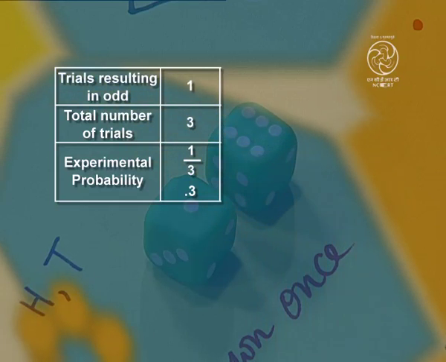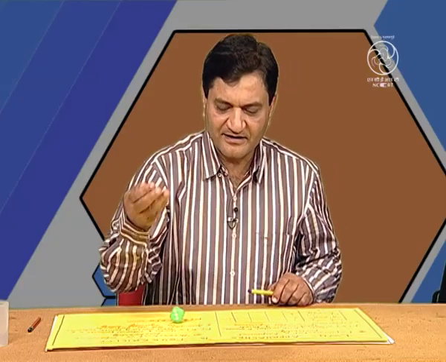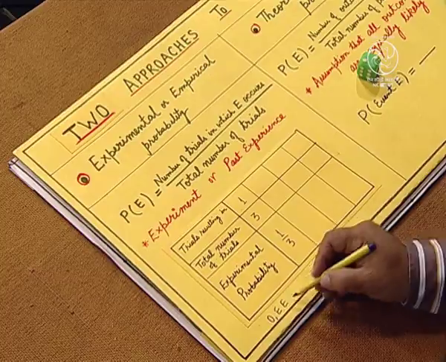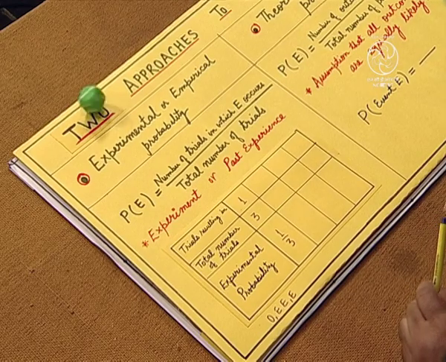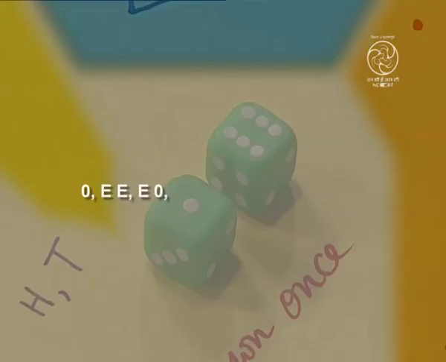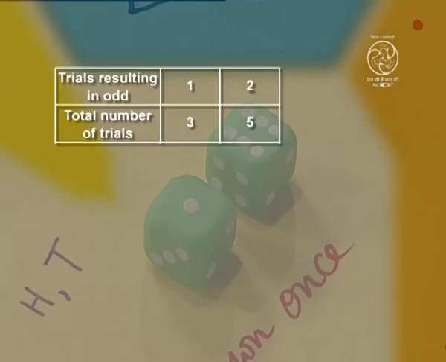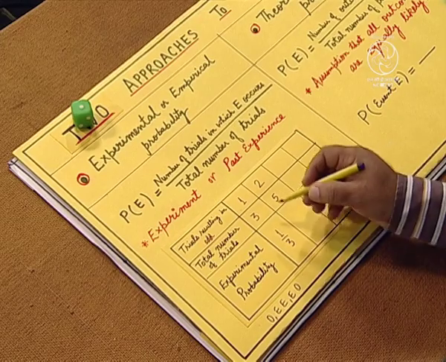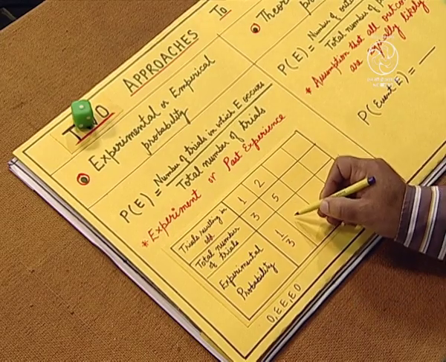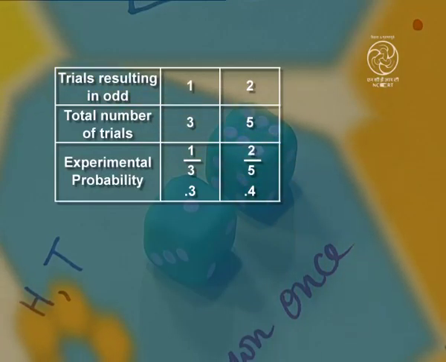Now, if we continue tossing it further, let us toss it once again. It shows an even number. Further, it shows an odd number. So now, the total number of times we have tossed this die is 5, and the number of times an odd number has come is 2. So the experimental probability of an odd number is 2 by 5.